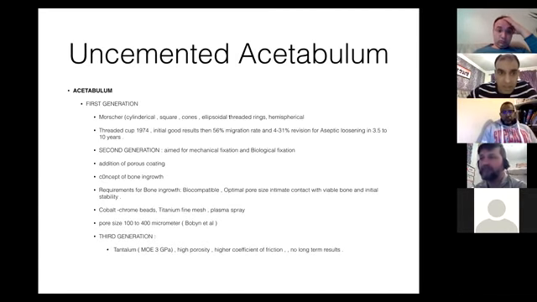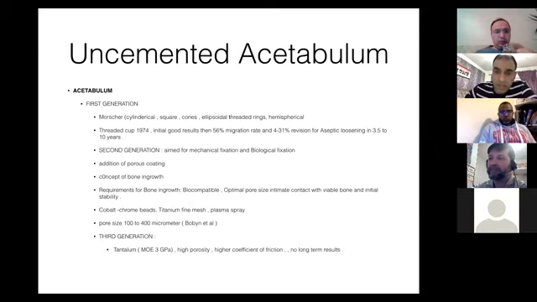Uncemented acetabulum. Now there are many. There is a slight history in this slide. There are about 3 generations. The first generation started with people trying all sorts of things, from cylindrical, square, cones, ellipsoidal, and hemispherical. All the cups which we are using are hemispherical cups.